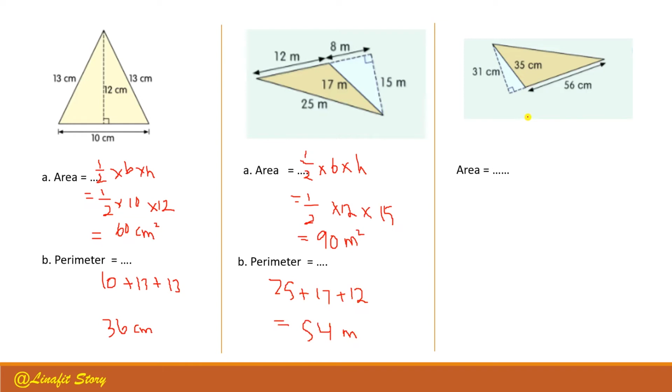And then this question, to get the area is 1/2 times base times height. So 1/2 times the base, which is 56, and the height is 31. So the answer is equal to 868 square cm.